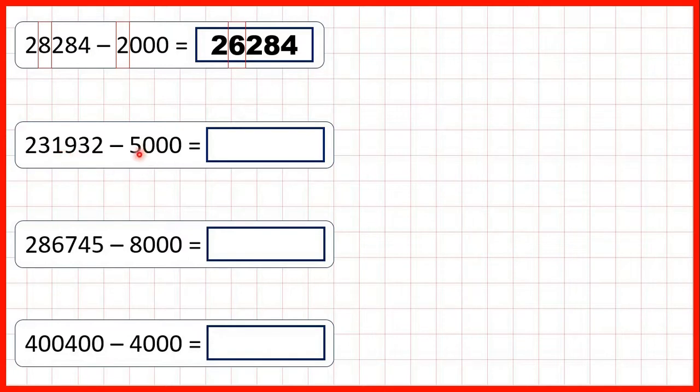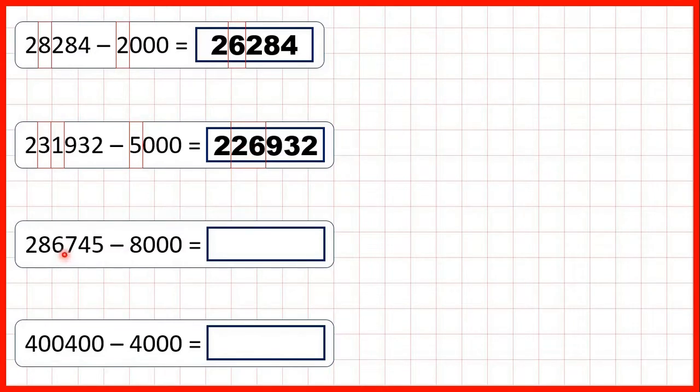Now we have 231,932 minus 5,000. Again, we can highlight our thousands digits, but this time we're taking away more thousands than we have. We have 1,000, but we need to take 5,000 away. So what we need to do here is highlight the digit to the left as well. So now 31 minus 5 is 26, and that means that we can replace these digits with a 2 and a 6. All of our other digits stay the same, so our answer is 226,932, because 31 minus 5 is 26.